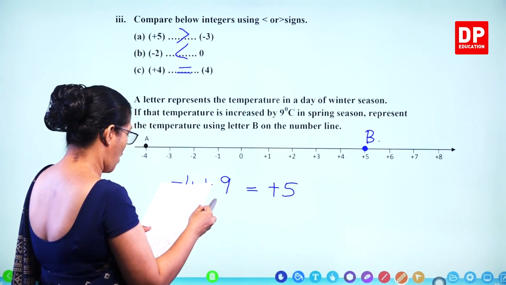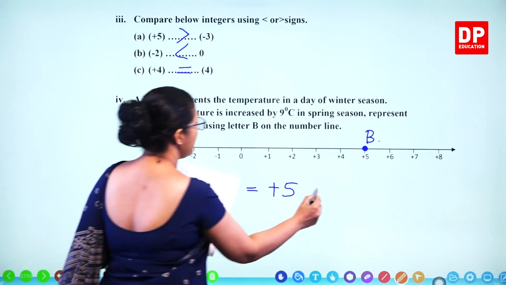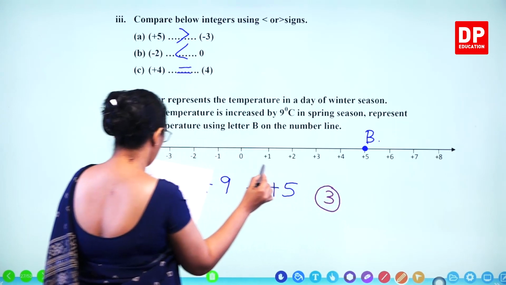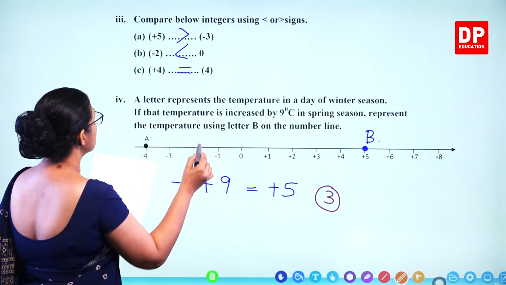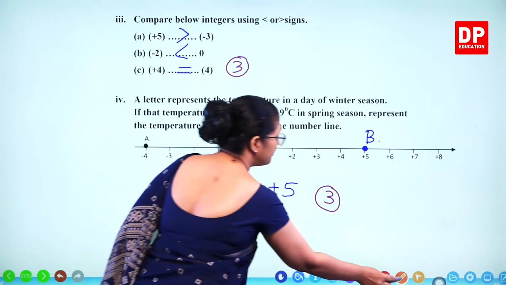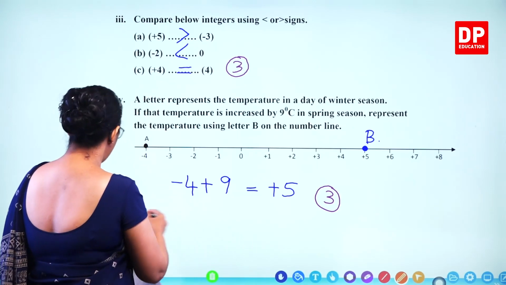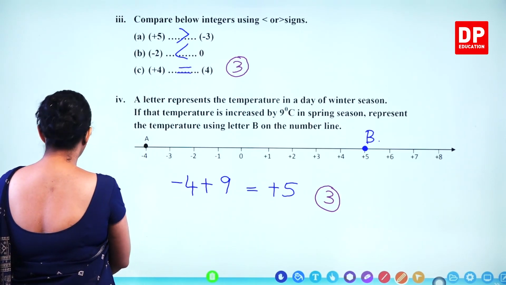So let's see how many marks for that. 3 marks you are getting here and 3 marks here. So we'll see the next one.